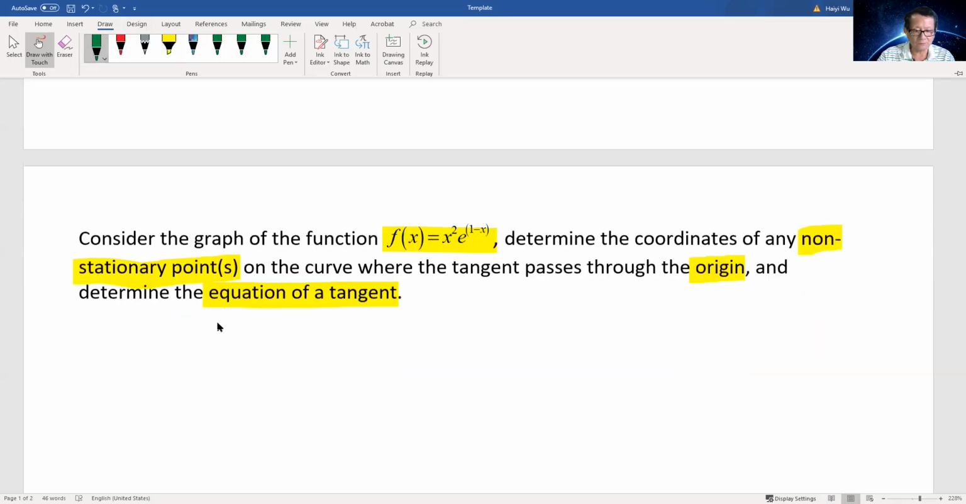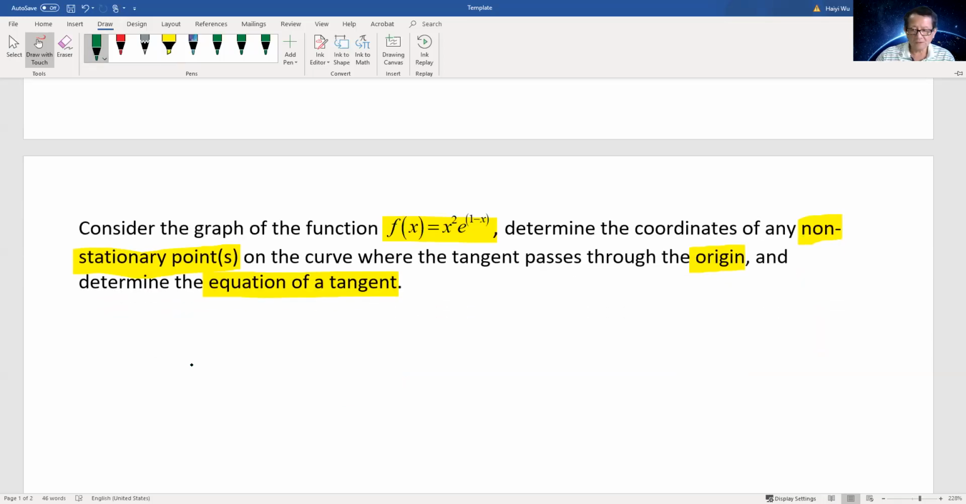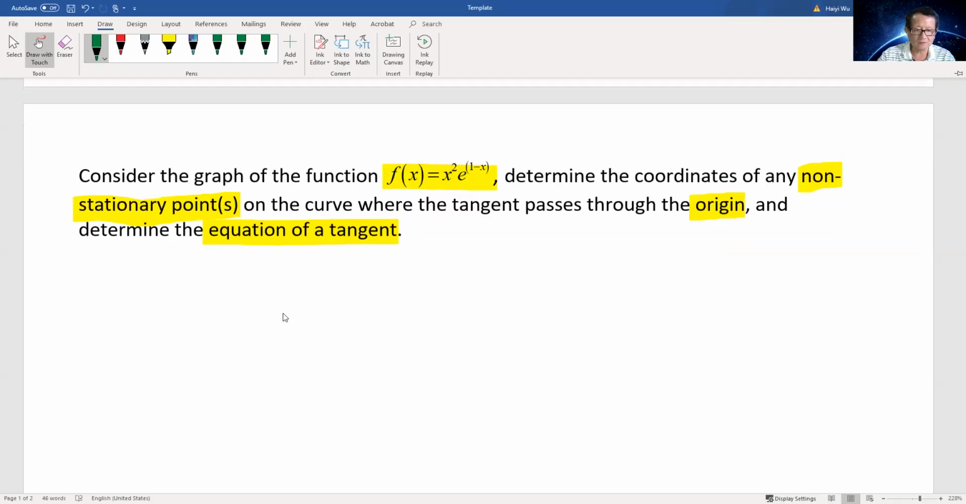First of all, in order to determine the non-stationary points, we need to find the stationary points first. That involves the concept of derivatives. So I'm going to start by solving for the stationary points. We all know stationary points use differentiation, so let's do that.